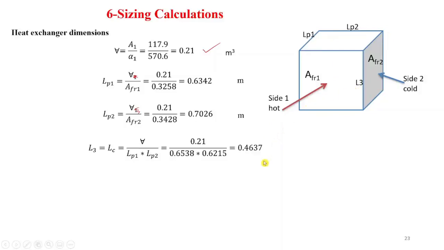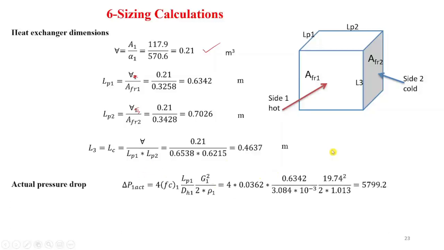Now we would like to know whether these values that we found for the dimensions of the heat exchanger satisfy the maximum pressure drop for side 1 and side 2. So we have to calculate the actual pressure drop for side 1 and side 2 using all the data that we have calculated. So here we can see that the pressure drop actual for side 1 is going to be 4 times the friction coefficient for side 1 multiplied by the ratio, the length of the heat exchanger along side 1 divided by the hydraulic diameter of side 1, multiplied by G squared divided by 2 rho 1, and you get 5799.2 Pascal.